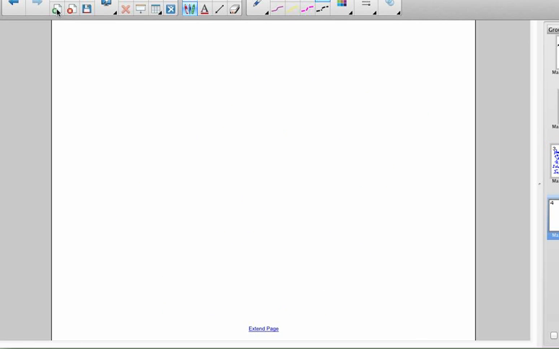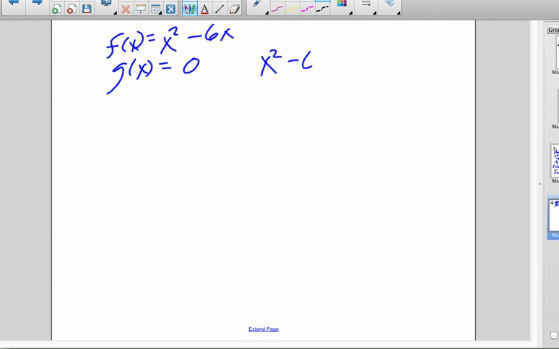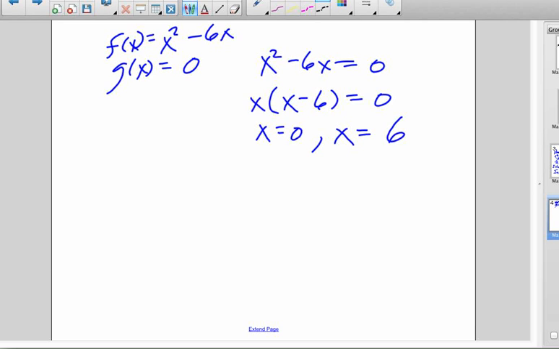All right, so example number 1. f of x equals x squared minus 6x. g of x equals 0. And the first thing we need to do is find the intersection. So I set f of x equal to g of x, or x squared minus 6x equals 0. I'm going to factor an x out. So I'm going to find x equals 0 and x equals 6. So this will be my A, and this will be my B.